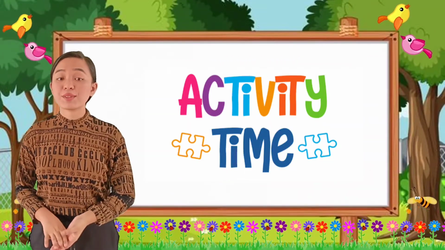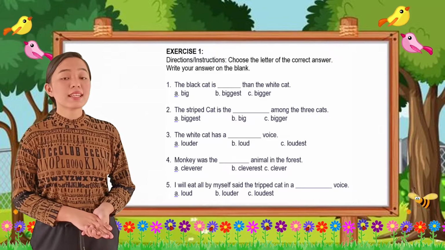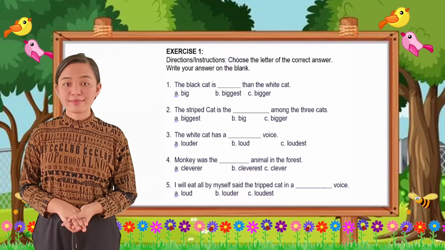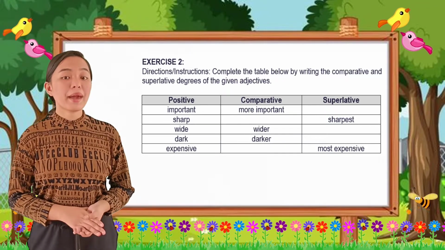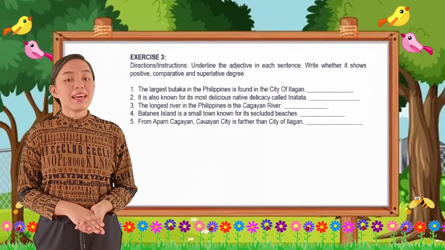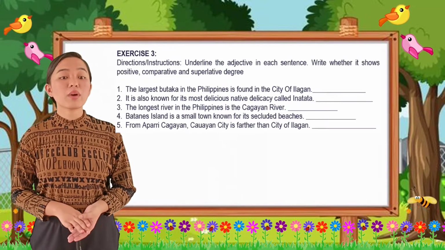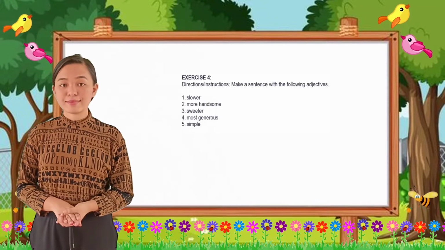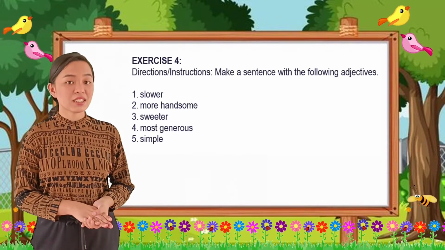Here are some exercises to develop your skills in our objective today. In exercise 1, read the sentences carefully and write the letter of the correct answer on the blank. In exercise 2, complete the table below by writing the comparative and superlative degrees of the given adjectives. In exercise 3, underline the adjective in each sentence and write whether it shows positive, comparative, or superlative degree. And lastly, in exercise 4, you will make a sentence with the following adjectives.